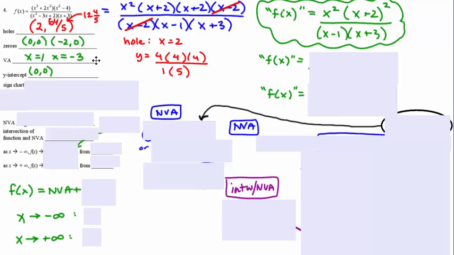Okay, so then from here we're going to work on our sign chart. Now for the sign chart, remember we're using our zeros and our vertical asymptotes, right here, only, nothing else. So we've got 4 boundaries. We also have 4 positions in our function.